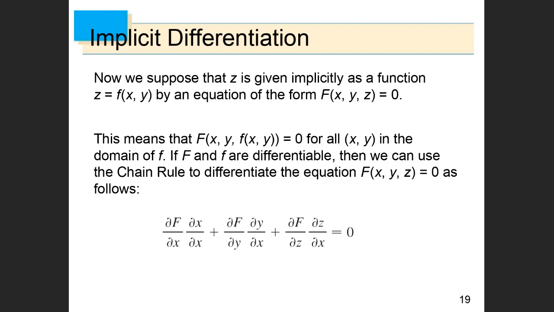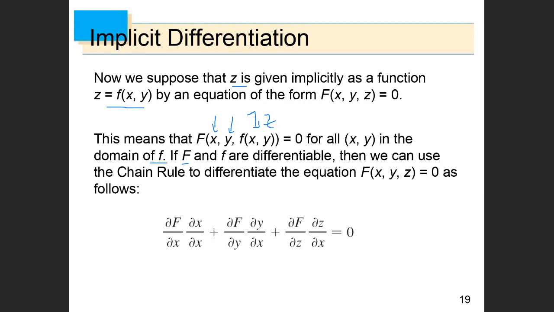In fact, here we suppose that we do have just two variables, x and y. So let's now suppose that z is given implicitly as a function f of x, y by an equation of this form, F of x, y and z, like for example the equation of a plane, if you wish. So this means that you have capital F of x, y, and here you plug in z, equal to 0, for all x and y in the domain of f.